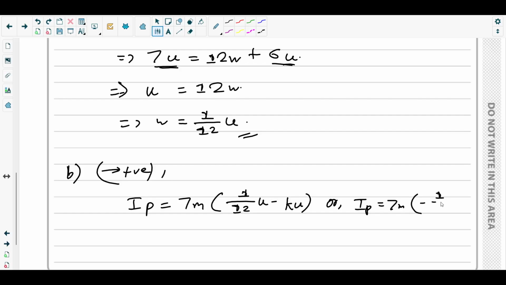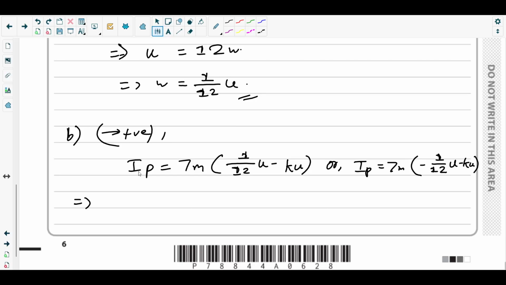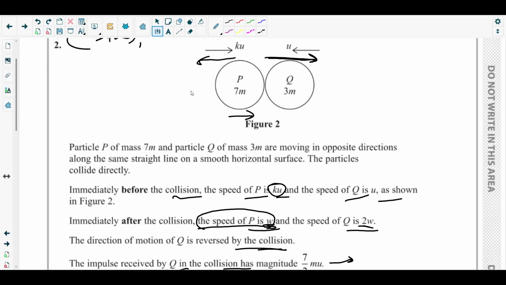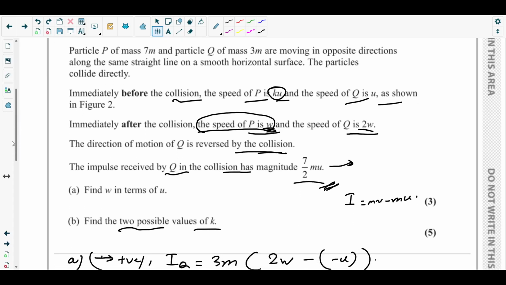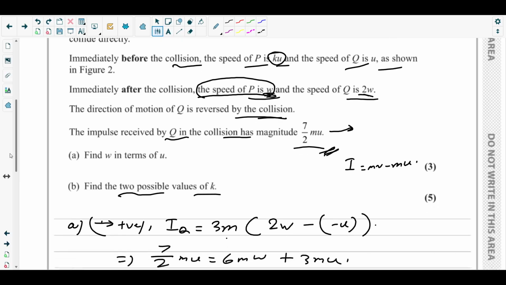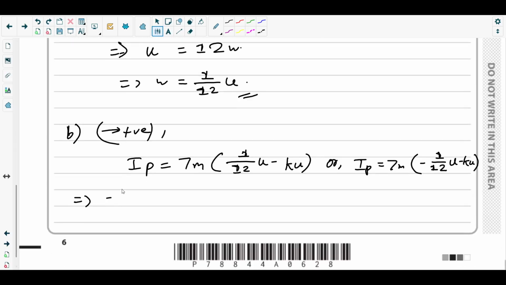That means negative 1 over 12u, minus ku. Look at the two equations. Just for the speed of particle p after collision, we got two opposite directions. One is positive, one is negative. Okay, so impulse on p, it's acting to the left. If you see in the figure, it's acting to the left for particle p. I'm considering particle p, so that's why the value for impulse on p will be negative 7 over 2 mu.